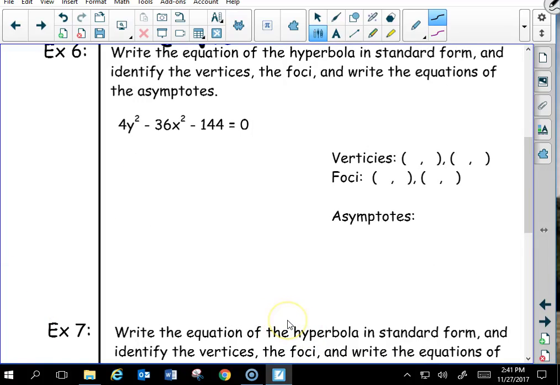Okay, same idea. Write the equation of the hyperbola in standard form and identify the vertices, the foci, and the asymptotes. This is not anywhere close to standard form, but I can get my y squared and my x squared in the top of the fractions. I'm going to start by just moving that to the right-hand side.